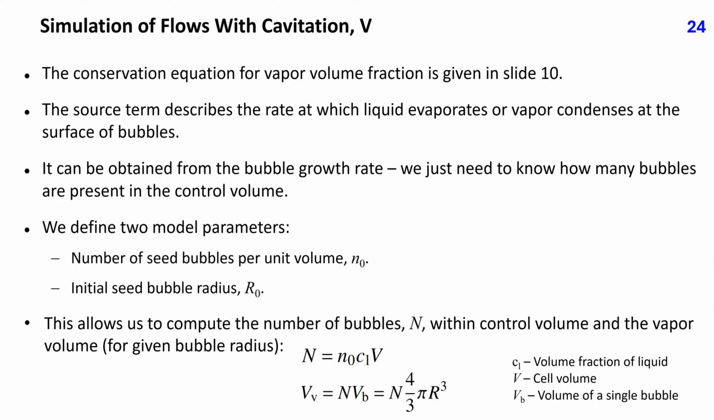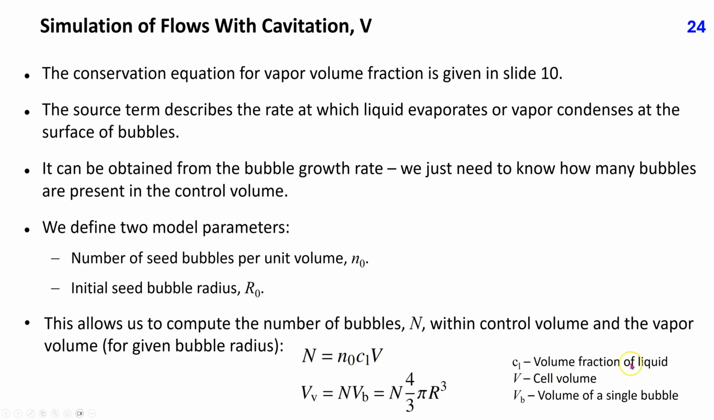The conservation equation for vapor volume fraction is given in slide 10. The source term on the right-hand side describes the rate at which liquid evaporates or vapor condenses at the surface of bubbles. It can be obtained from the bubble growth rate. We just need to know how many bubbles are present in the control volume. We define two model parameters, number of seed bubbles per unit volume, N0, and the initial seed bubble radius, R0. This allows us to compute the number of bubbles within control volume, N, and the vapor volume for given bubble radius as given by these two expressions.